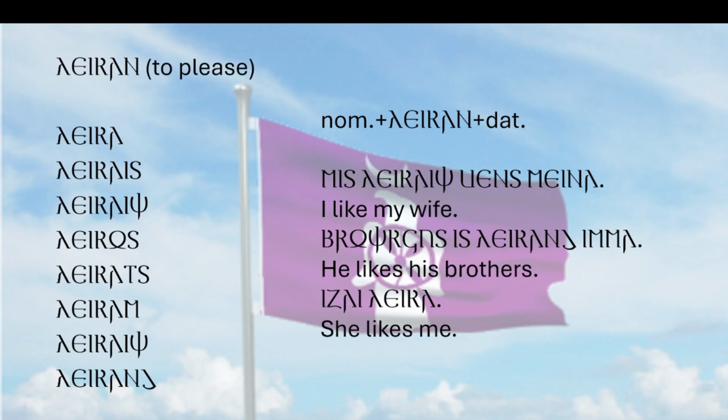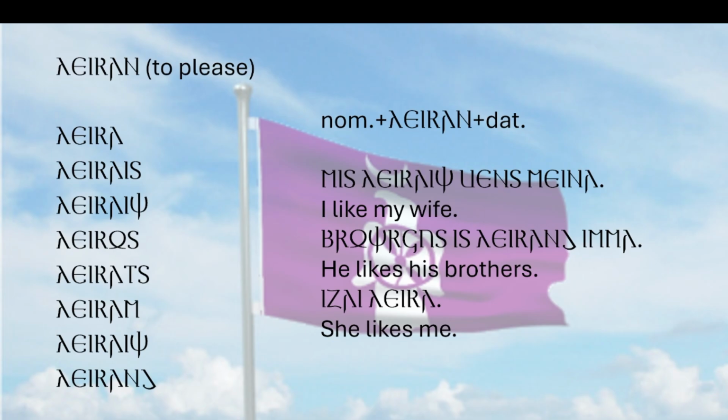Now, in order to say liking something, the person doing the liking is going to take the dative case, and the thing that is being liked, or the person that's being liked, is going to take the nominative case. And the reason for this is because 𝐿ikan literally means to please. So if I say I like you, we would literally have to say you please me. This is how this verb works in the Gothic language.